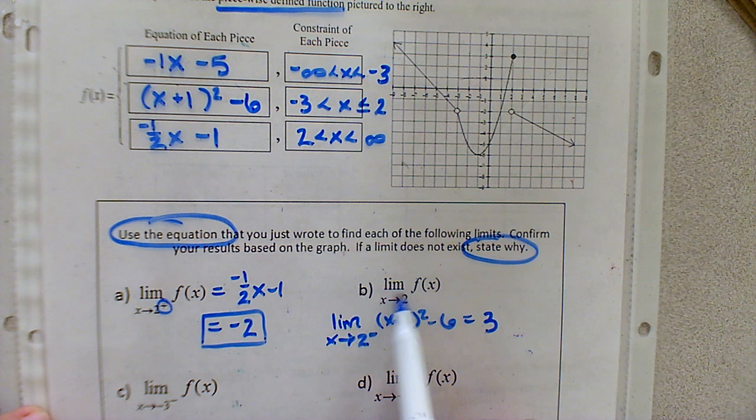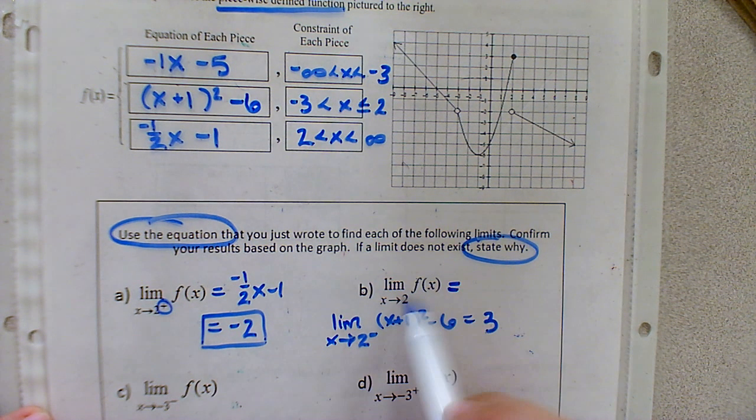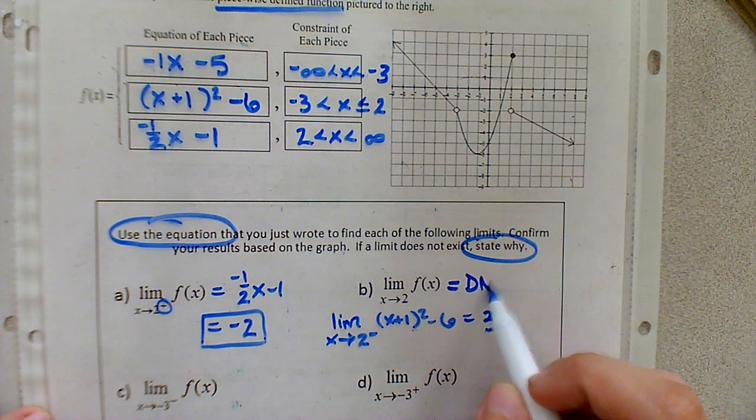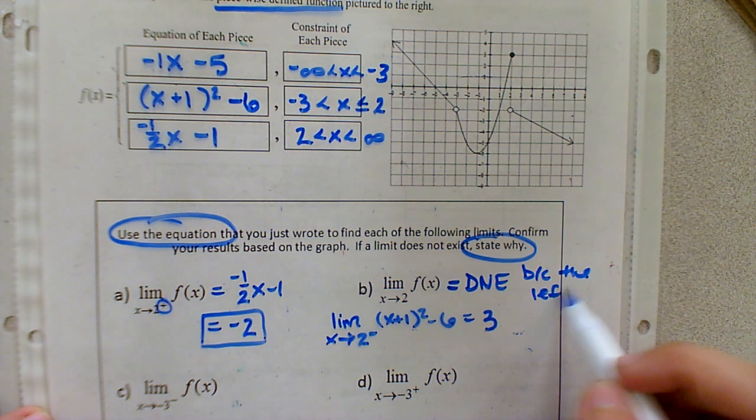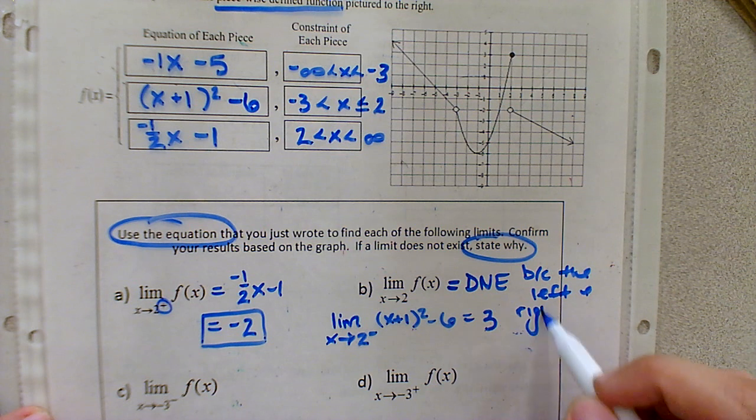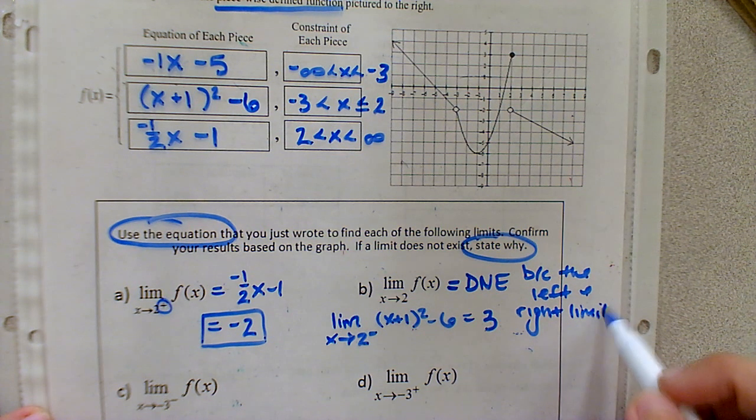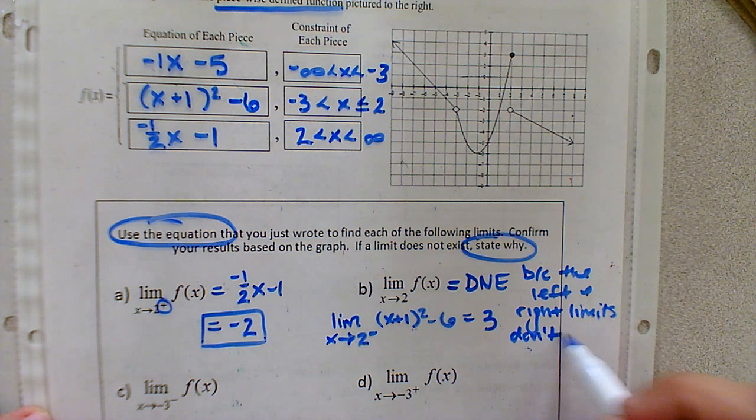Now looking at this overall equation, we know that coming from the right side of 2, our height is -2, but coming from the left side of 2, our height is 3. So the overall limit at 2, therefore, does not exist because the left and right limits don't match. And we can see that on the graph.